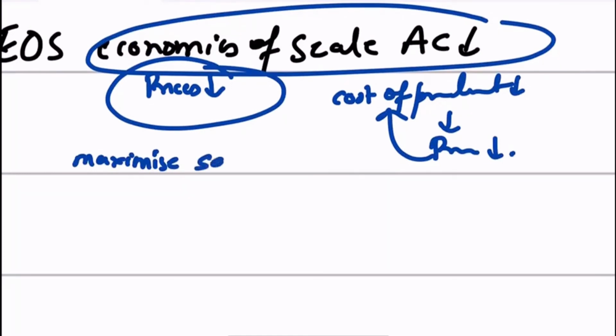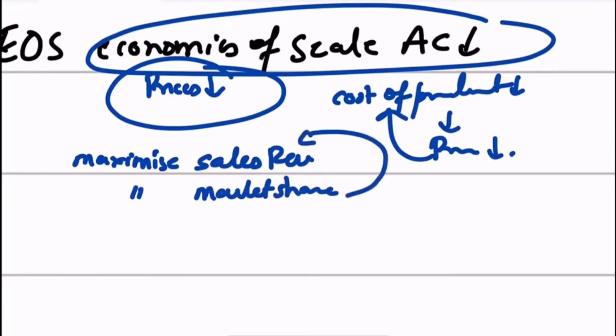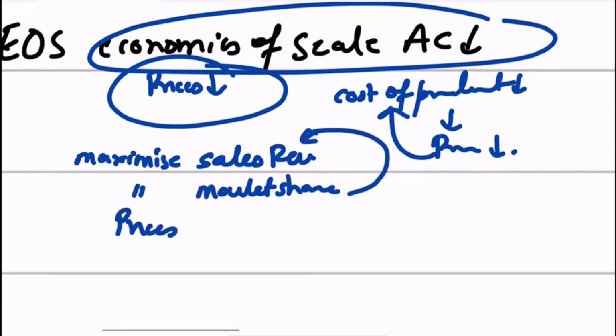So maximization of sales revenue is another objective that owners may have. They may be trying to maximize the market share. And how do you, by the way, maximize market share? You maximize market share through maximizing your sales revenues. And that is done by keeping the prices as low as possible, especially compared to other competitors. So it's not necessary that the price of the product will always go up.